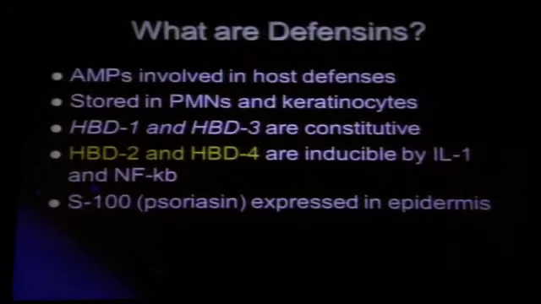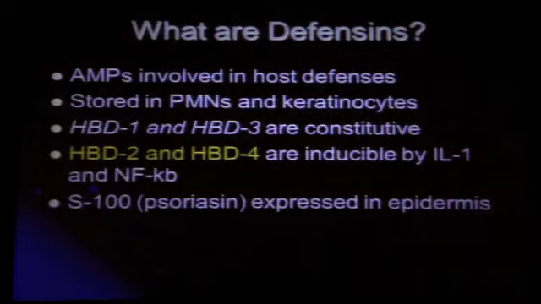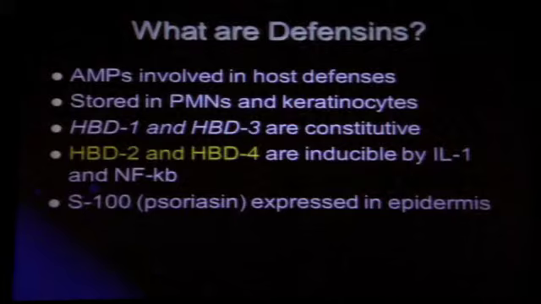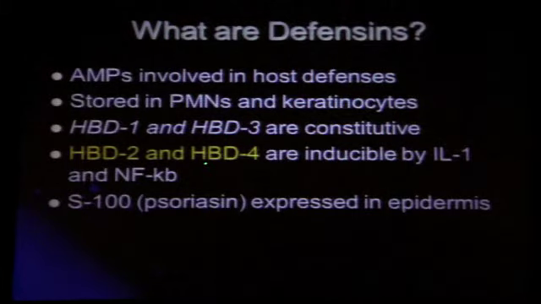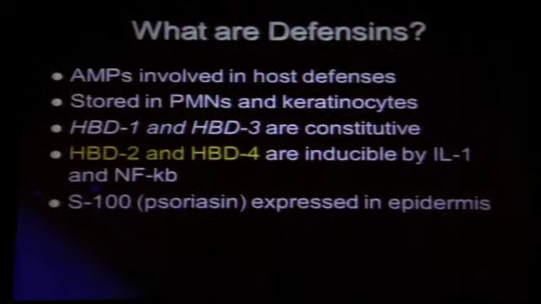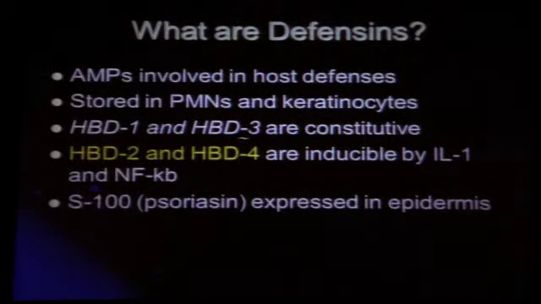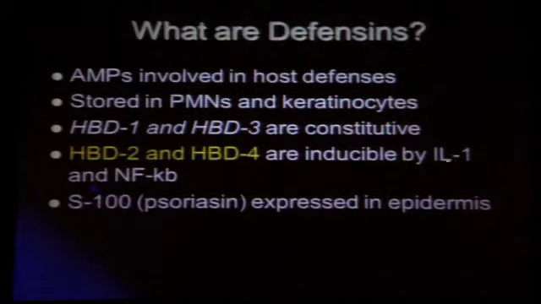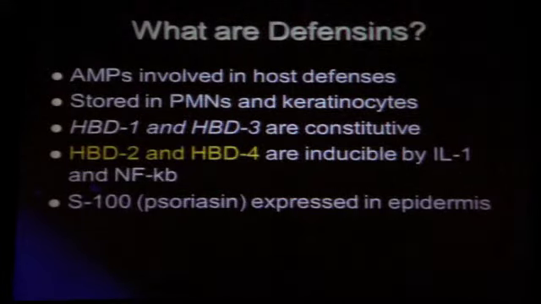Okay. Now, what are defensins? Defensins are part of that whole arena where some of them are innate, some of them are induced. The point of that is they have interactions with interleukin 1 and NF-kappa beta also. Okay. Human beta defensin 2 and 4 are inducible by these two markers, by interleukin 1, and 1 and 3 are basically constitutive. They're always expressed.